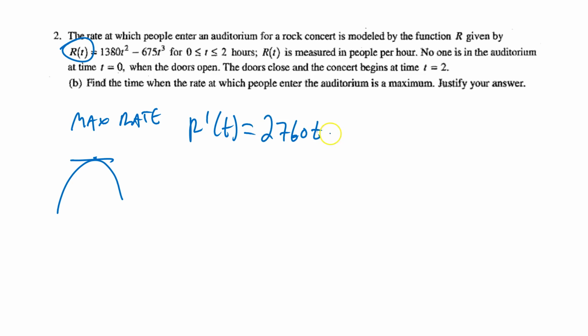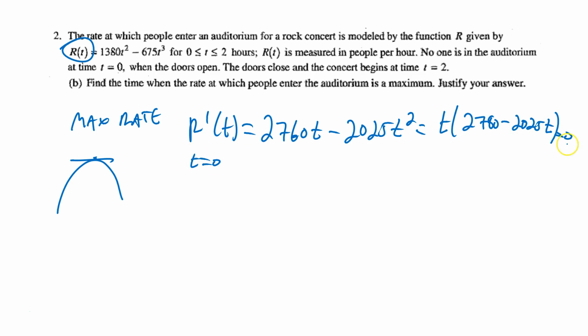2760t minus 2025t squared. And if we factor that, that's t times, in fact, we could pull out some numbers too probably, but I'm just going to do it this way for now. So we got t times 2760 minus 2025t. And we need to find the zeros. So it looks like 0 for sure is a candidate.